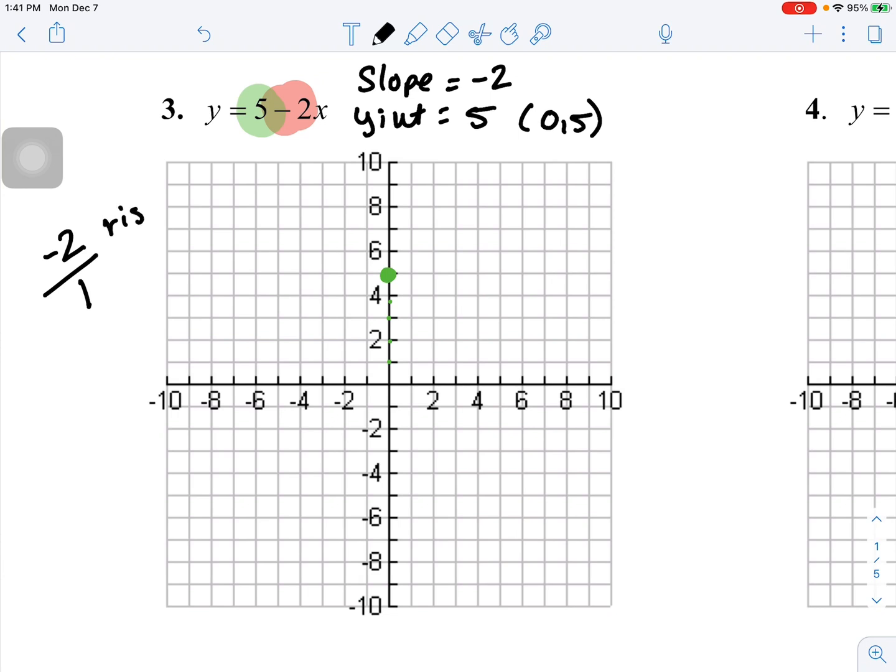So that means I'm going to rise negative 2, which means I'm really going down. And I'm going to run positive 1, which means I'm going to the right. So down 2 over 1, down 2 over 1, and I'm doing it repeatedly because that's my repeated action.